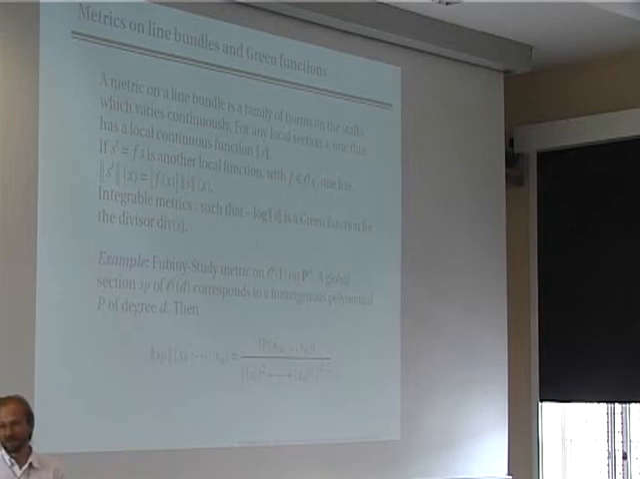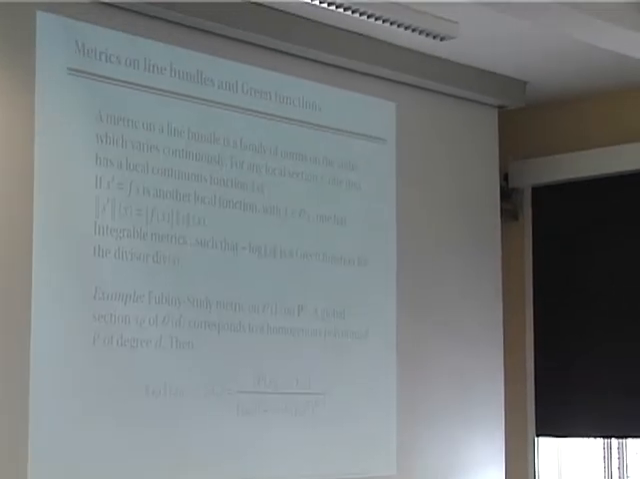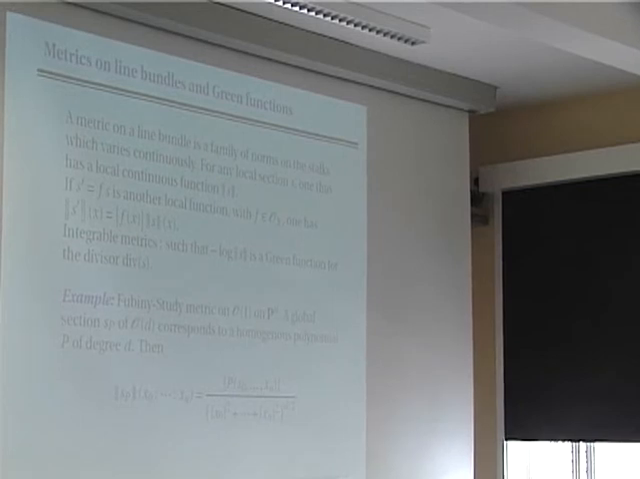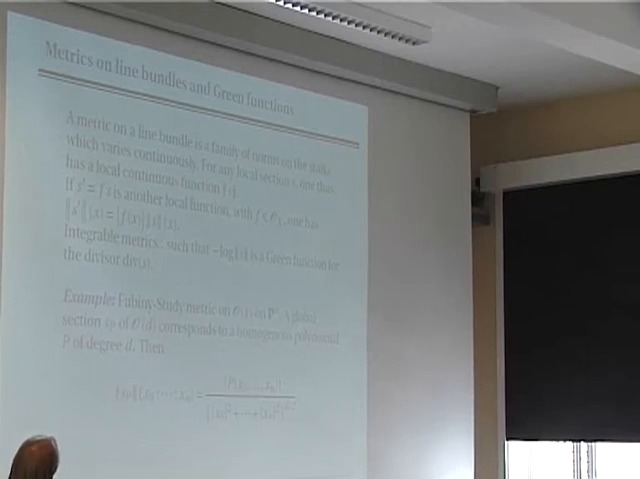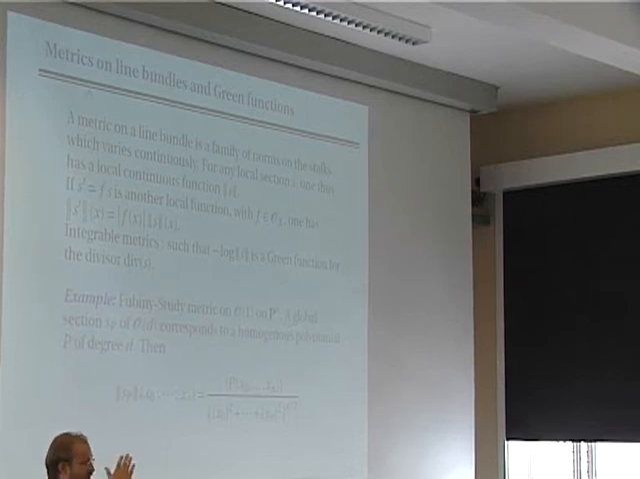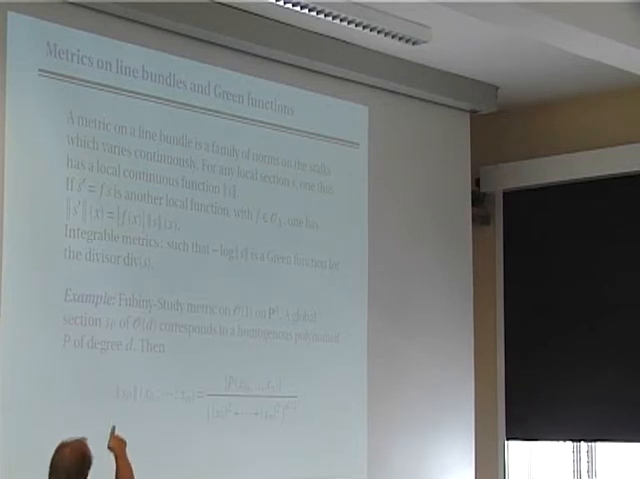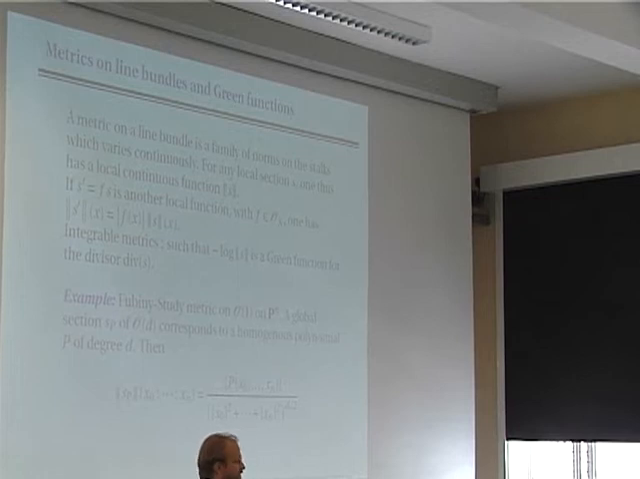So back to metrics, because divisors are not exactly line bundles and vice versa. I have to go back to line bundles. As I said earlier, a metric on a line bundle is just a family of norms on the stalks which varies continuously. So for any local section, I have the norm of this section, which is a continuous function which vanishes precisely where the section vanishes. And there is a homogeneity condition. Say if I take a section S prime, which is a section S multiplied by some function F, then the norm of S prime is just the absolute value of F times the norm of S.